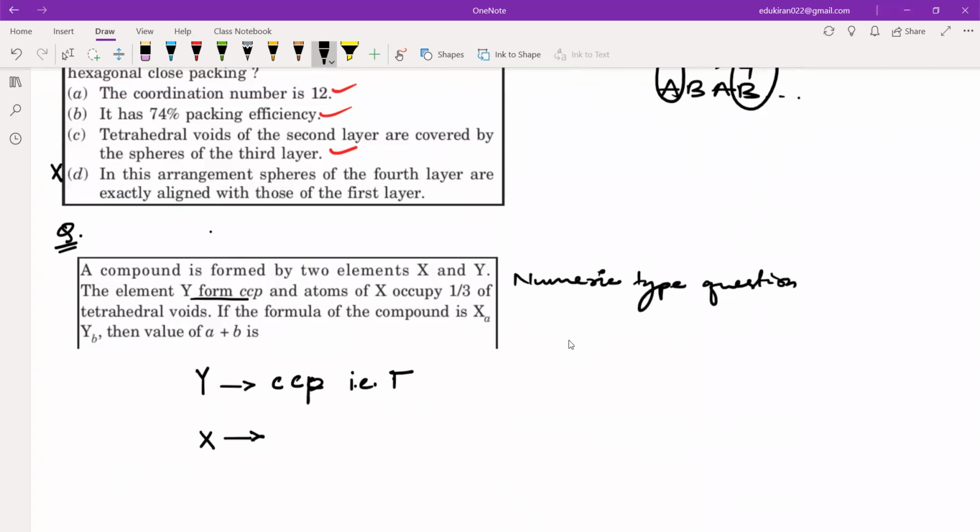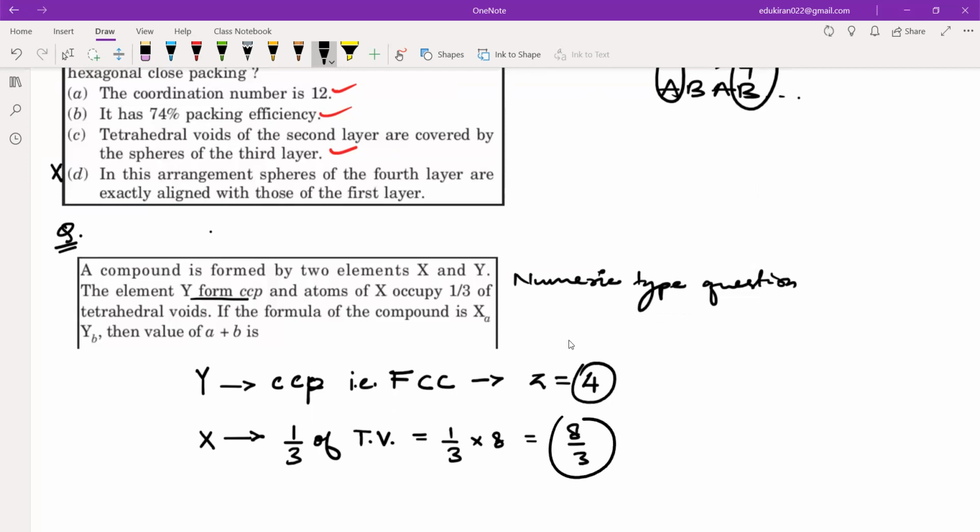FCC, face centered, that is 4. And then you will have to write the Z for FCC, that is equal to 4. Then what is X? X is 1/3 of the tetrahedral voids, right? So this will be equal to 1/3 into the tetrahedral voids, which is 2n, where n is the number of atoms. So the number of atoms is 4 here, so 2 into 4 is 8.